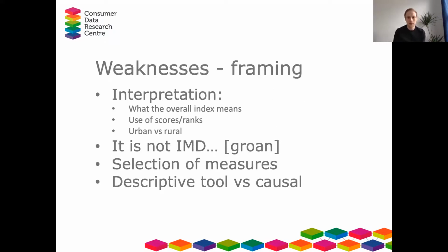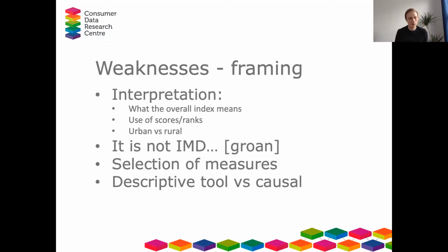Now, I think the weaknesses really fall into 2 main areas. One of them is around technical issues, which I'll come to in a moment. The other one is around framing of this. And one of those framing issues is, well, what do you really mean when you create an overall indicator? And what does that actually mean? So if you've got an AHAH score of 20 versus 23, what does that really mean?